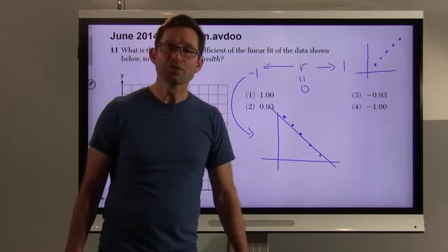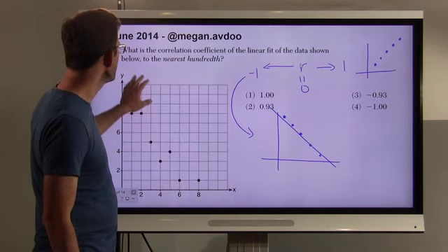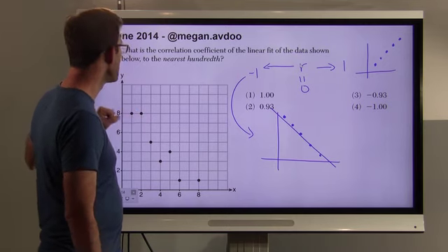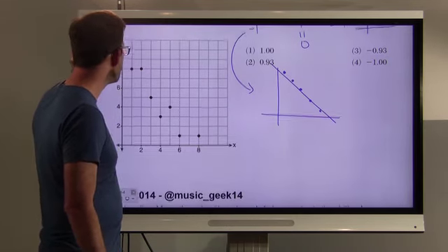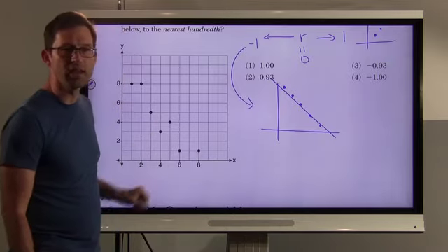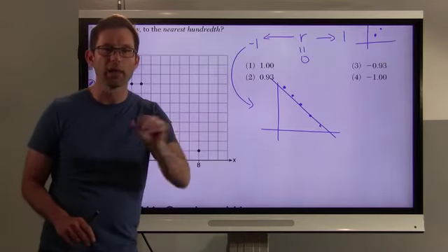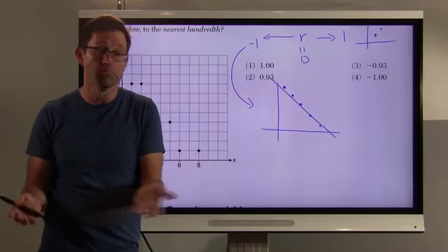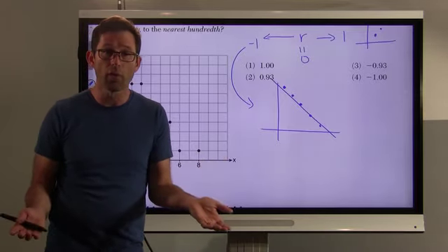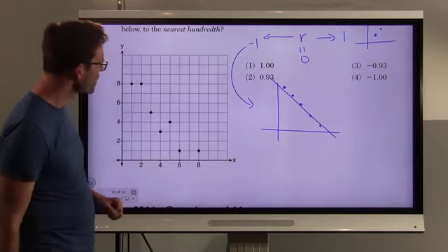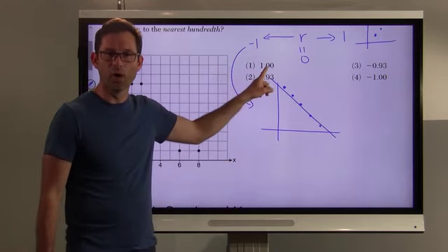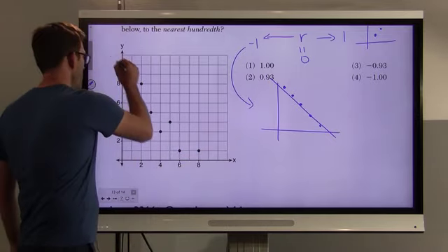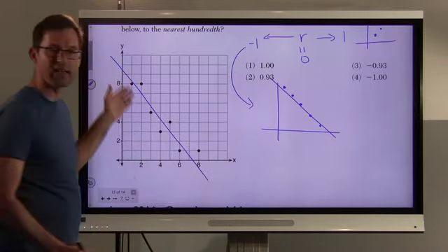So when I look at this scatter plot, they ask, what is the correlation coefficient of the linear fit of the data below to the nearest hundredth? Well, you might think, oh, I should put all this data into my calculator, into list one, list two, run the linear regression, find the R value, etc. And you could do that. There'd be nothing wrong with it. Except, here's the thing. It's not positive 1, nor is it positive 0.93, because the line of best fit for this data has a negative slope.